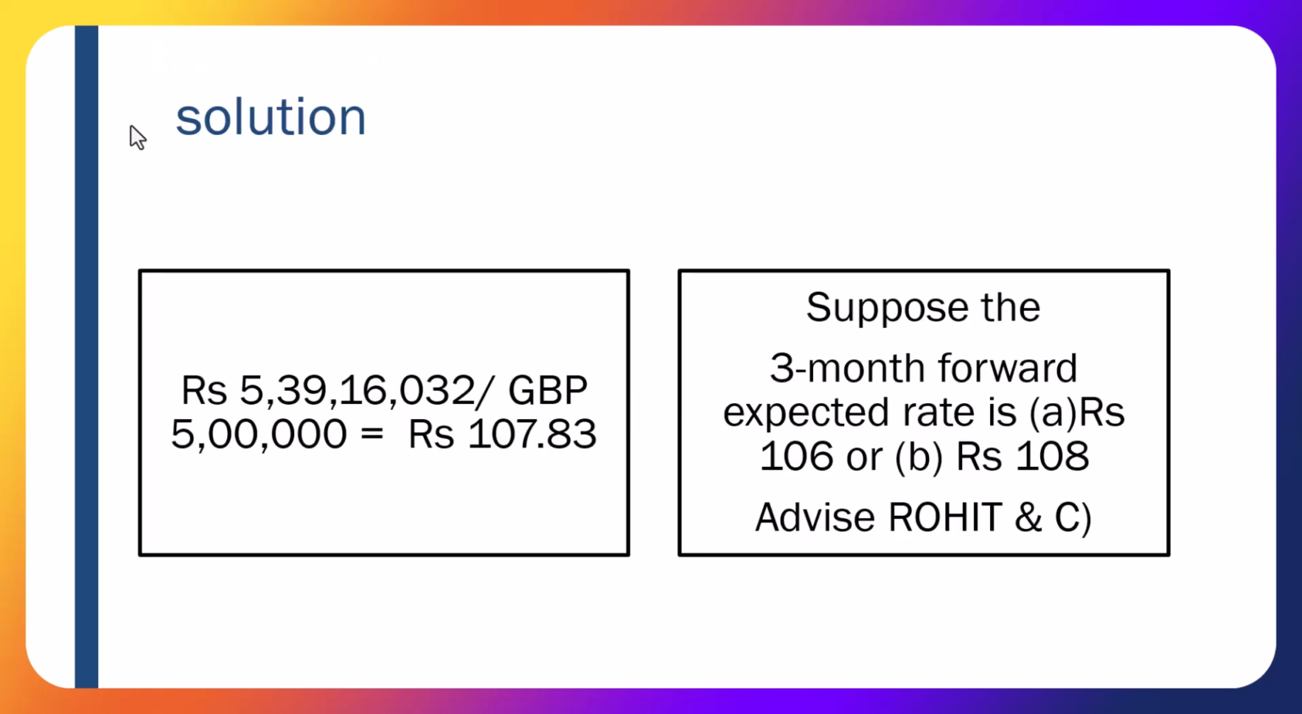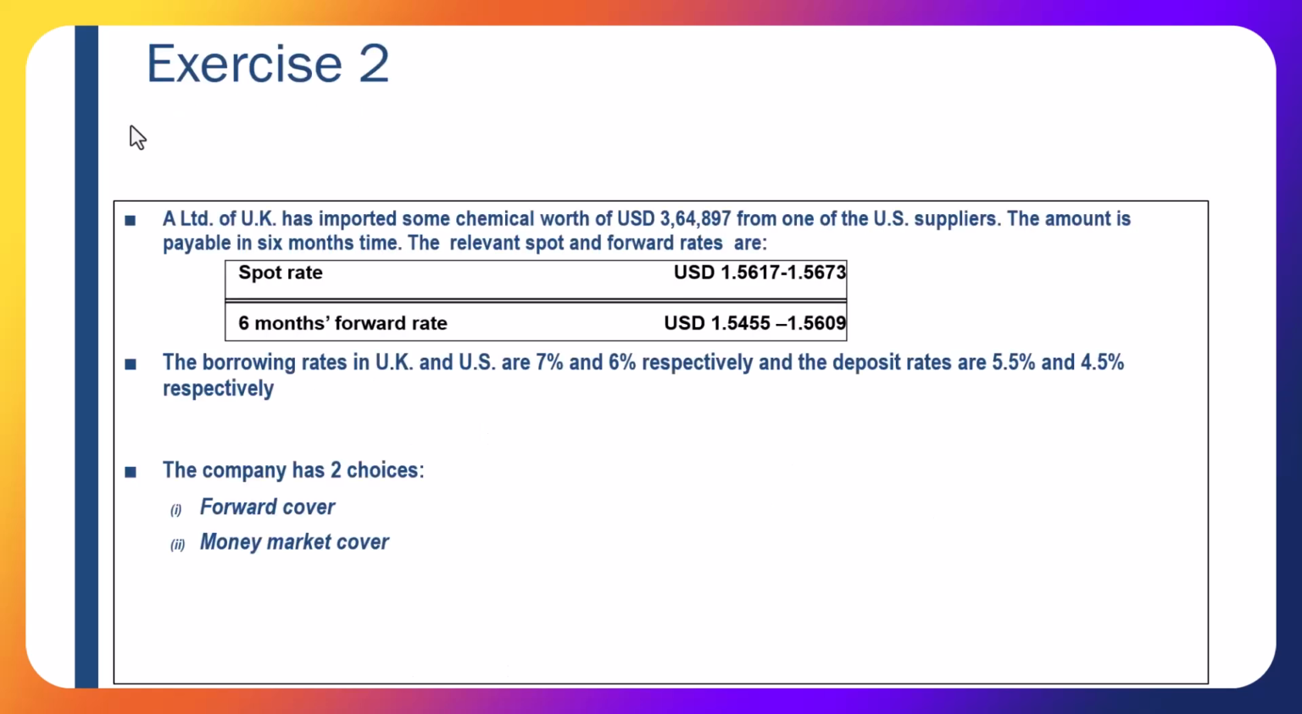So these are the rates given. The lending and borrowing rates are given, investing rates are given. The company has two choices: take a forward cover or take a money market cover. Which of the alternatives is preferable by the company? So you have to do the calculations for both.